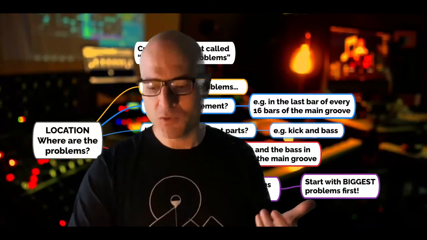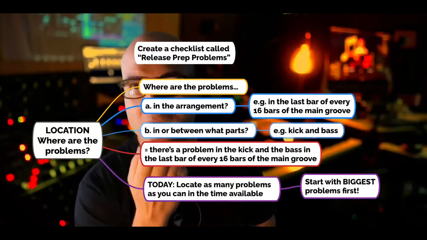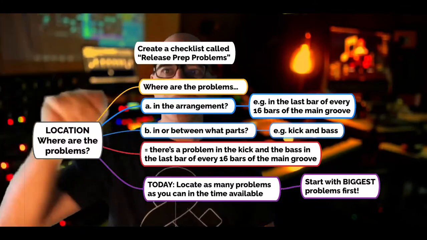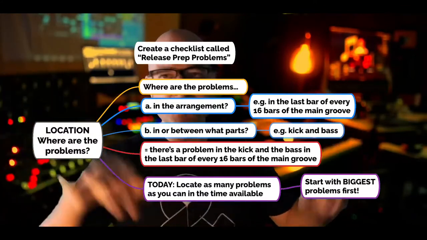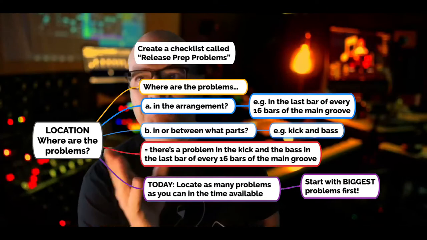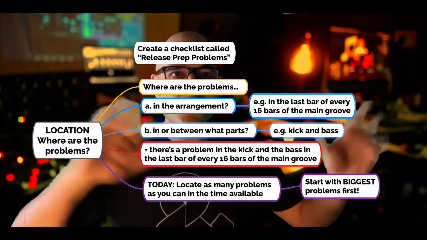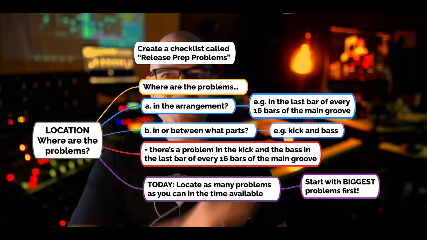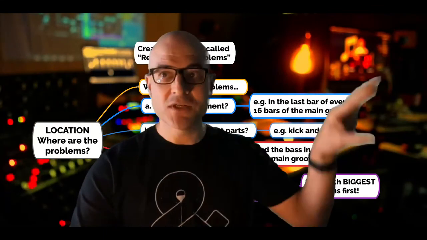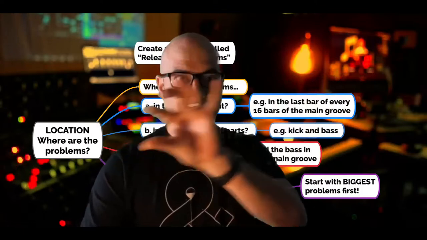So you listen to your piece of music first, and then you think, well, where are the problems? Okay, don't worry about the creator checklist thing. That's from the automatic music machine. But essentially what you ask is, where are the problems on two kinds of coordinates? In the arrangement, in other words, on the timeline, like that.